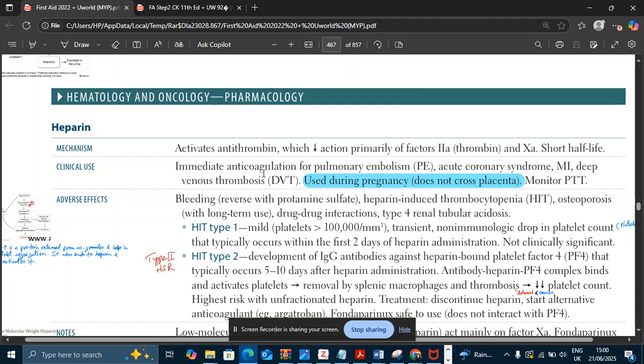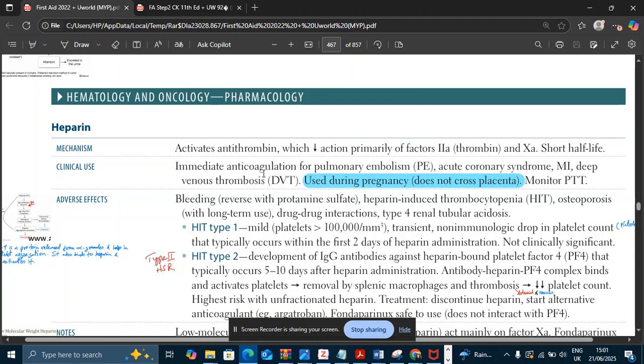warfarin has a slow onset of action and the duration is for days. So the warfarin has a longer duration of action. It will start producing effects very slowly, but it would work for a longer period of time. Okay, so the duration is for days. Heparin activity is monitored through PTT, partial thromboplastin time, while warfarin activity is monitored through PT, prothrombin time, and INR.